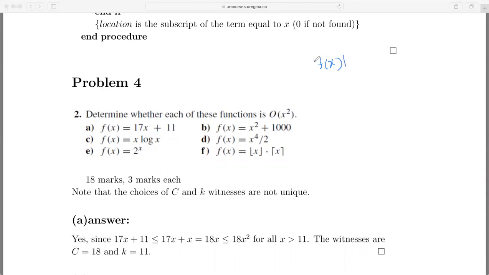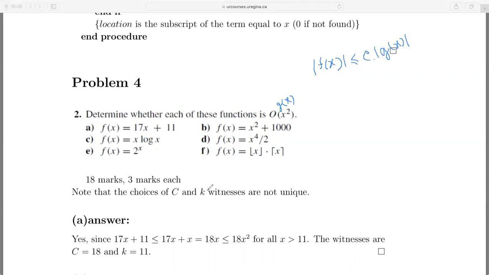The absolute value of f of x is less than or equal to constant c times the absolute value of g of x. Here g of x is given, big O of x squared. This is our g of x. So we have to prove whether this function f of x satisfies this condition, and then you will find the values of witnesses c and k.